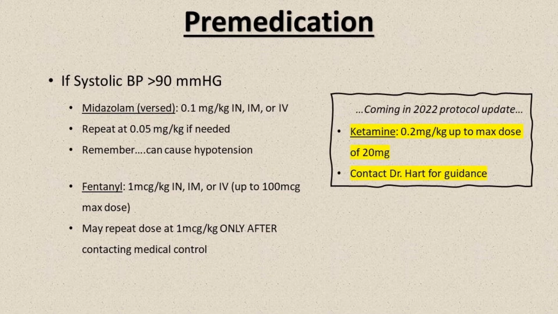Recently, ketamine has been gaining a lot of popularity given its analgesic effects without too much risk of lowering the blood pressure. As for now, if you feel that your patient would benefit from ketamine as the drug of choice for analgesia, contact Dr. Hart for guidance. This should be addressed in the upcoming protocols later here in 2022. For ketamine, we will typically dose this at 0.2 milligrams per kilogram up to a max dose of 20 milligrams. The takeaway here is that while we do not want to delay electrical therapy, we do want to alleviate the discomfort that our patients are having.